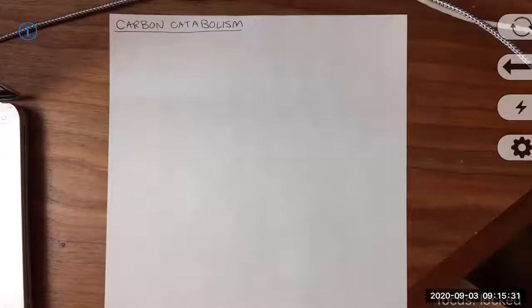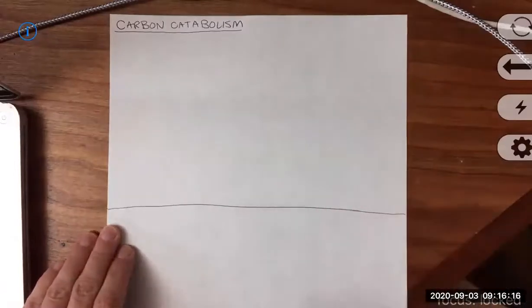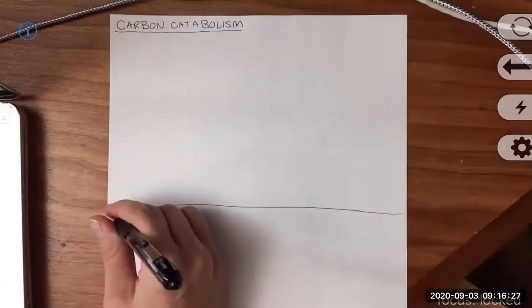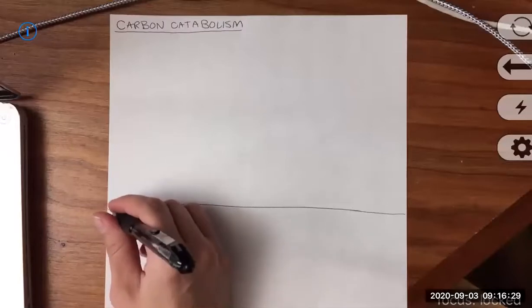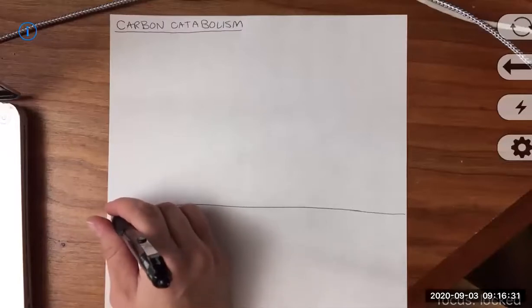Today we're going to talk about carbon catabolism. Specifically, we'll look at how glucose is broken down to release energy that can be used for building ATP. To help us keep track of all of the inputs and outputs, we're going to create a table and then we'll draw the process above.